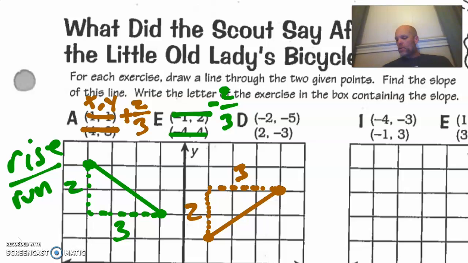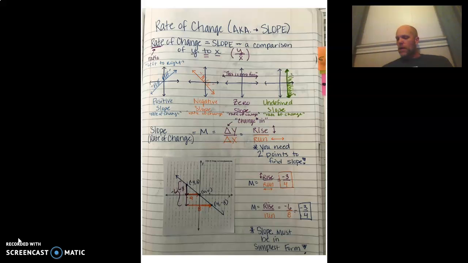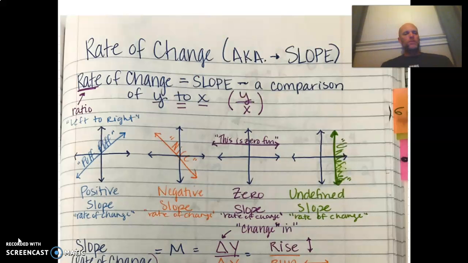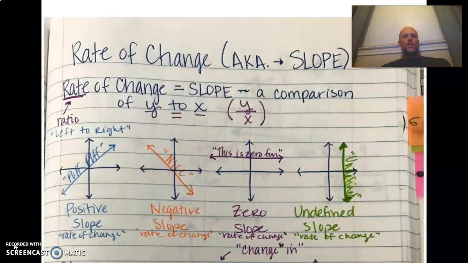So let's go back to our notes, and I will try to describe them a little bit. So, rate of change. Okay. All right, so here's your notes. Let me zoom out. Okay, right there. You can pause it right there and write them if you want to, but I'm going to talk about them. So it's a rate of change, also known as slope. The rate of change equals slope.